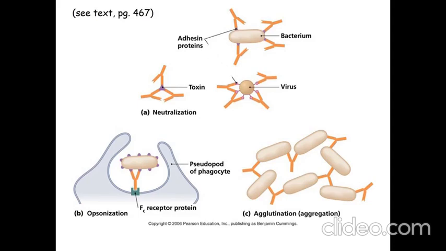This is an image out of your textbook that shows several different ways that antibodies can help clear out bacteria or toxins, viruses, things like that. And it goes through this. There's the neutralization, there's opsonization, which is eating it, and there is agglutination or aggregation. Now, to know how this works, we need to, again, look back at the individual IgG molecule.